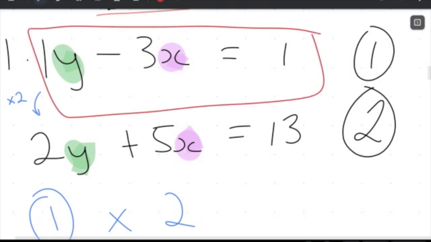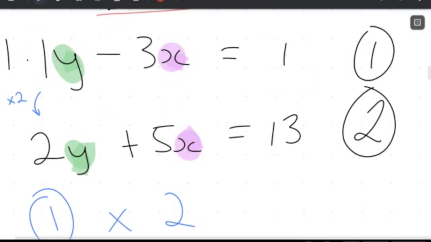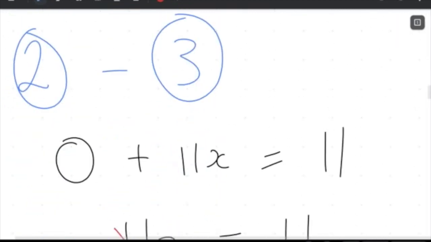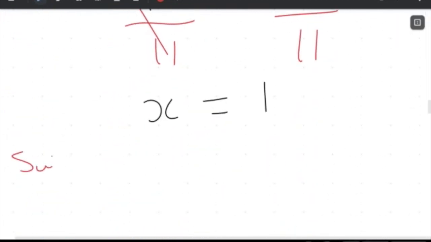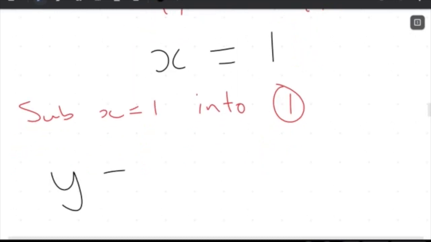And that one is going to be, I don't know about you guys, but to me, it's going to be a lot easier to sub in the x here, because it's just y minus 3 times whatever that is equals 1. It's a far easier thing to substitute into. So what I'm going to do is sub x equals 1 into equation 1. So I get y minus 3 times 1 equals 1.